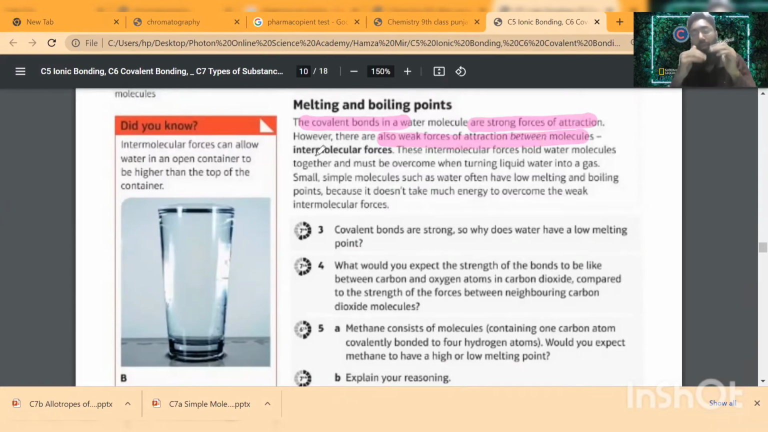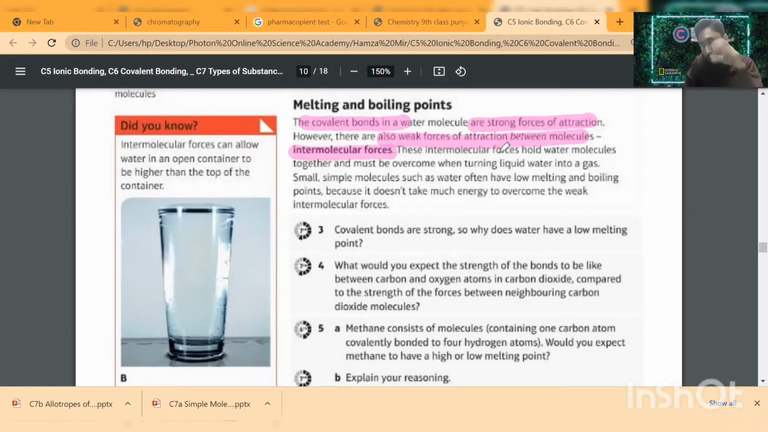Always remember, when there is a strong force of attraction between molecules, then it has a high melting and boiling point. But when there is a weak force of attraction between molecules, then the melting and boiling points are not very high. The covalent bonds in a water molecule are a strong force of attraction. However, there are also weak forces of attraction between molecules, intermolecular forces.